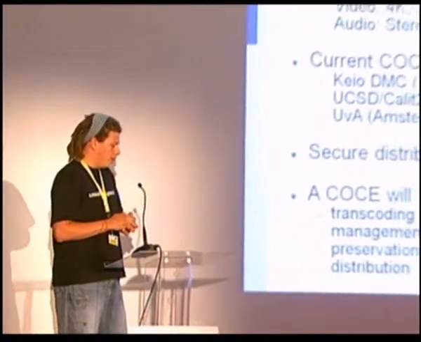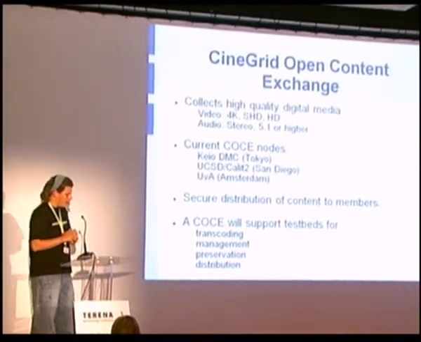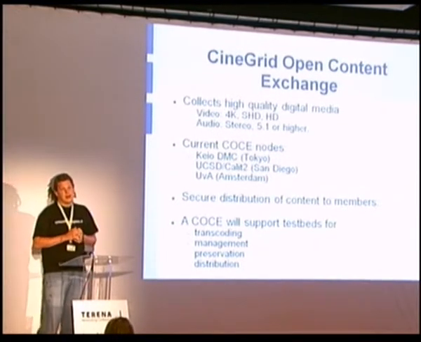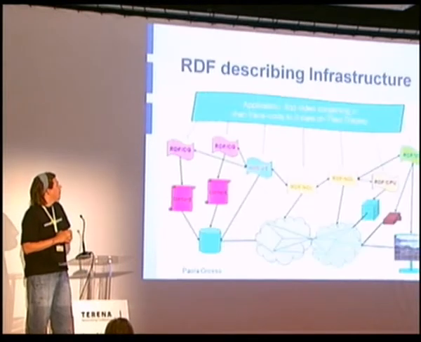The function of a Coke is to distribute movies to different members of the community. This must be done securely, so we are using traffic separation to facilitate this, like VLANs or dedicated links. A Coke should also support testbeds for transcoding of movies, management of the content, preservation, so the storage of the content, and of course the distribution.